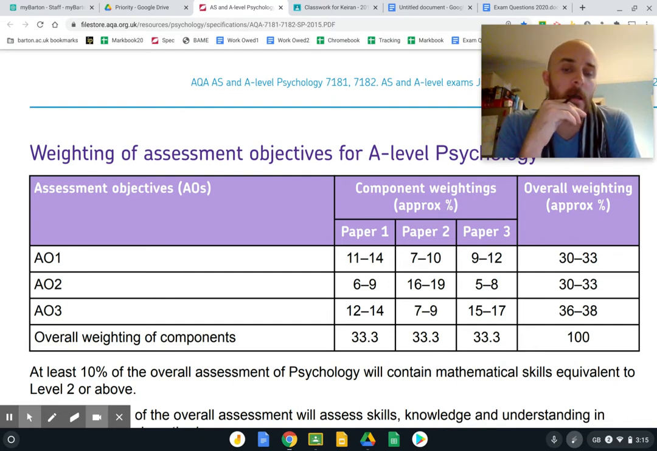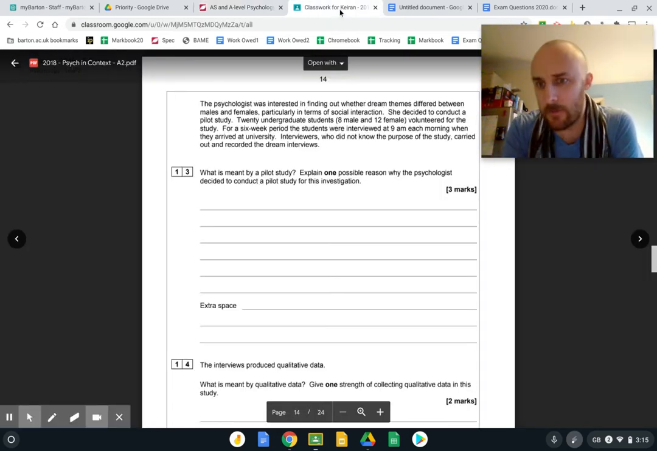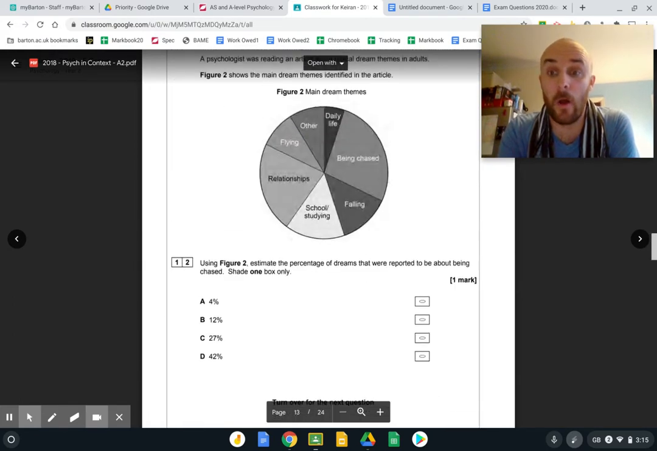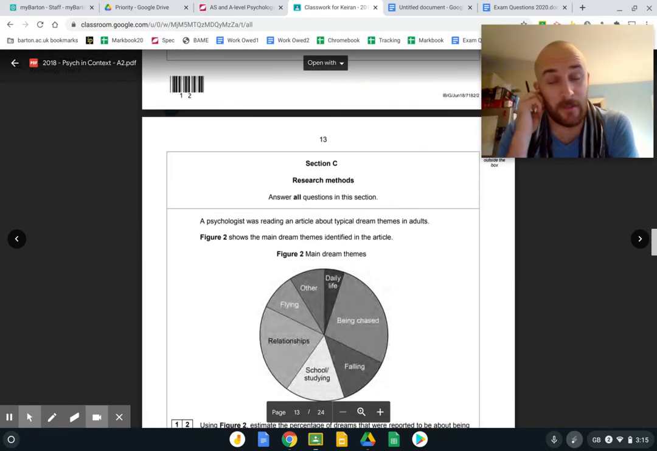So, let's start with the research methods side of things, right? Because you have to apply a lot in research methods. You have to apply all the time in research methods, and most of the time it's missed out.